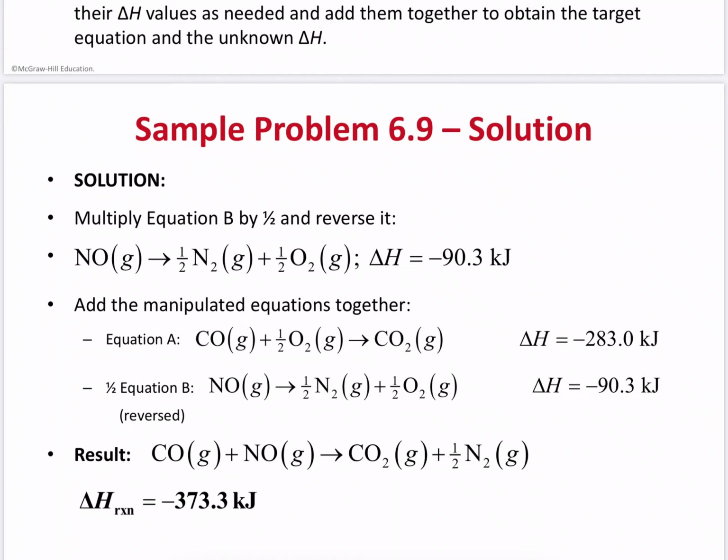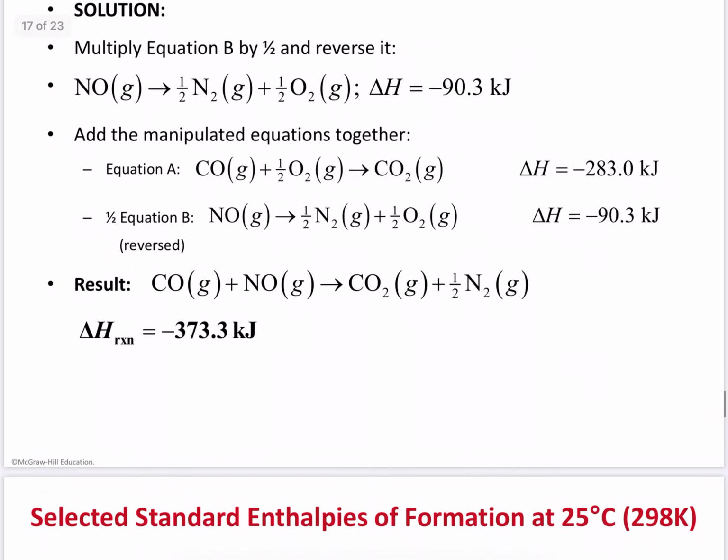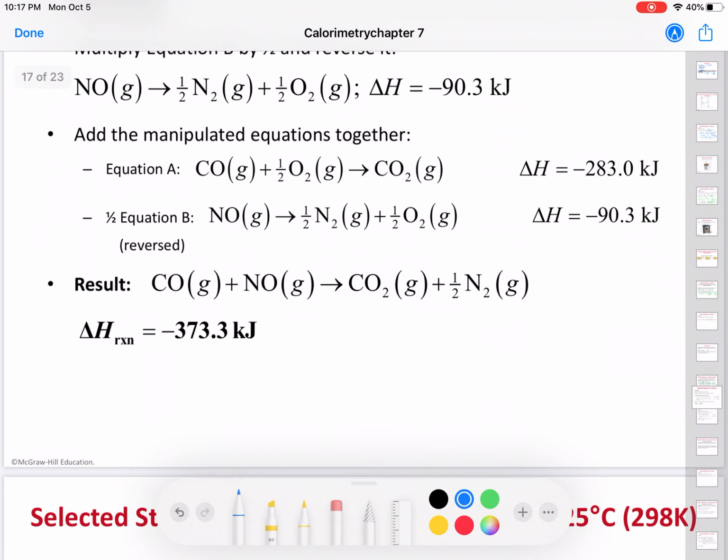Now add the manipulated equations together. Equation A is going to stay the same. Equation B is now divided by 2. We have that equation 2. Now what we're going to do is add these two together, and their corresponding delta H values are also written. Now we add these two together.